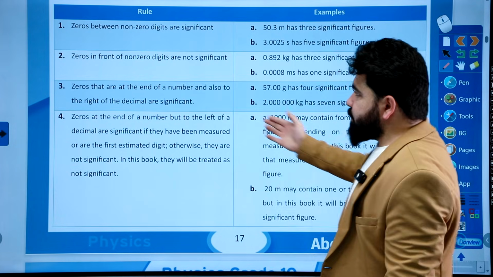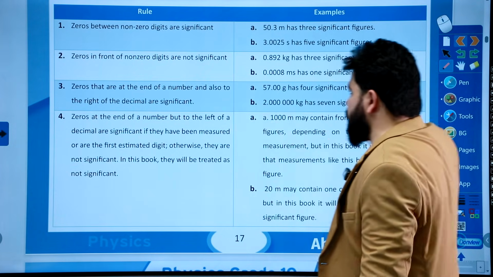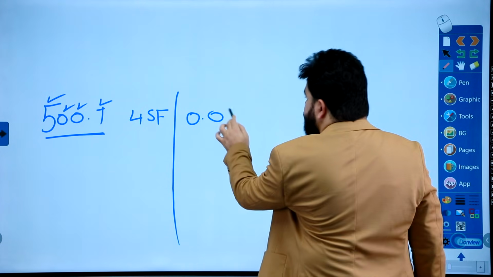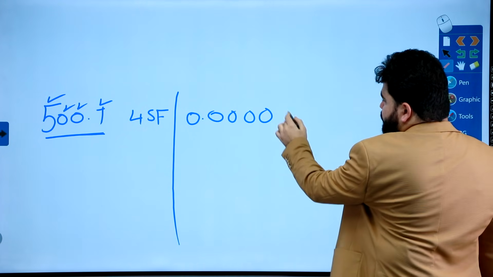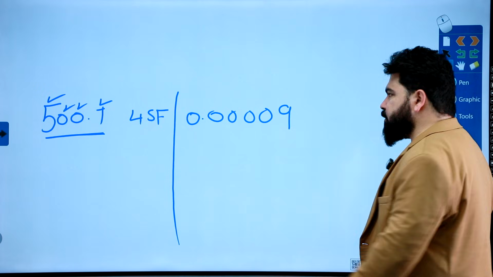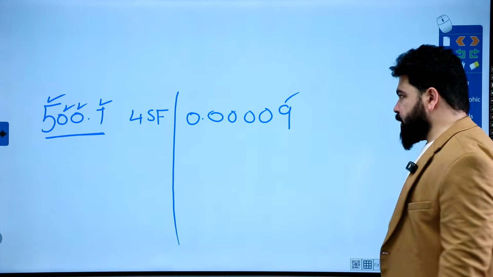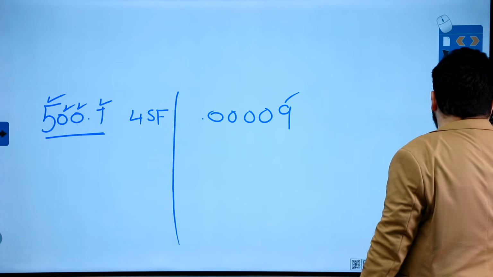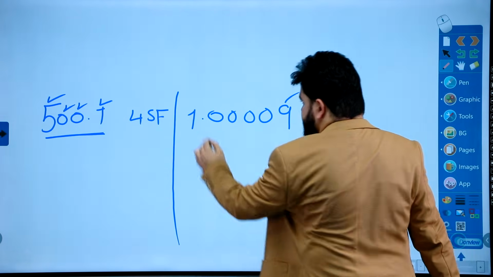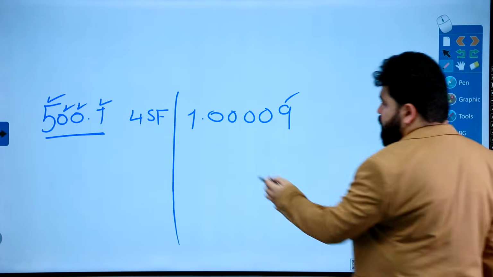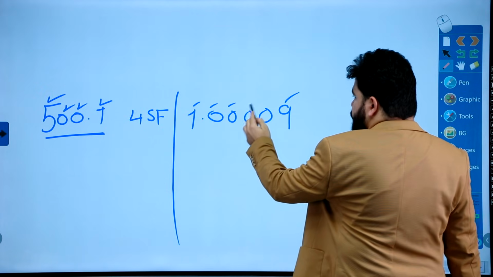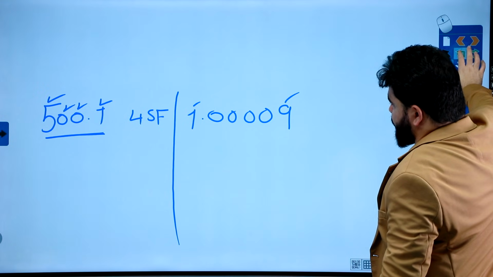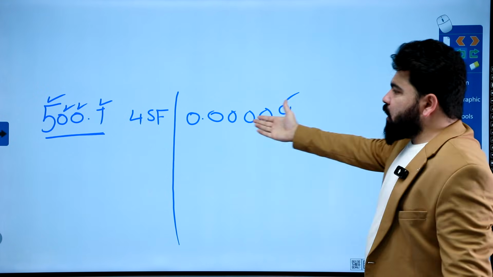The second rule says zeros in front of non-zero digits are not significant. For example, let's say you have 0.000 and then 9. How many significant figures do I have? Only 1. But what if I remove this 0 and I make it like this? This time I should count all the zeros. So 1, 2, 3, 4, 5, and 6. So I have 6 significant figures now. Be careful. Zeros like this are not counted.